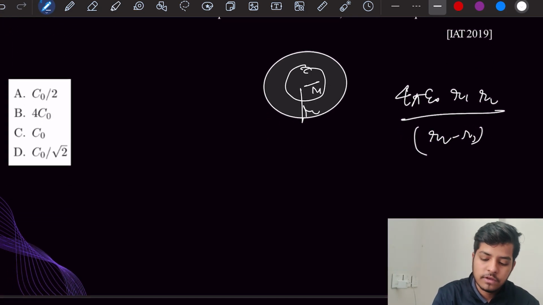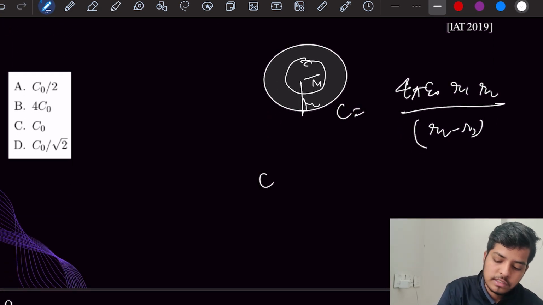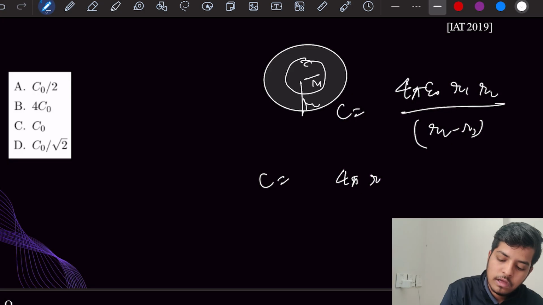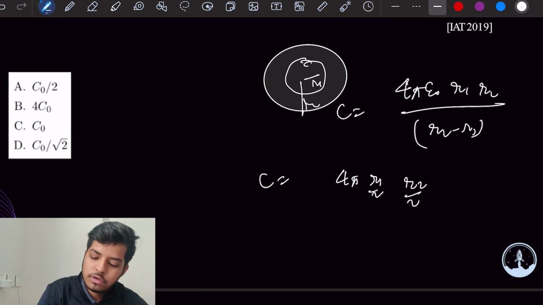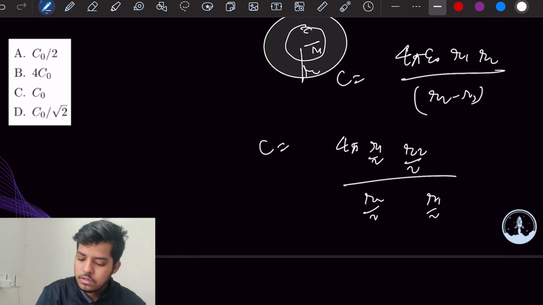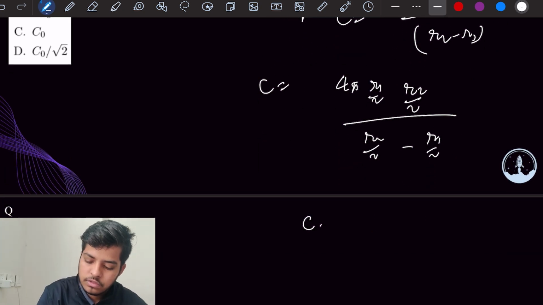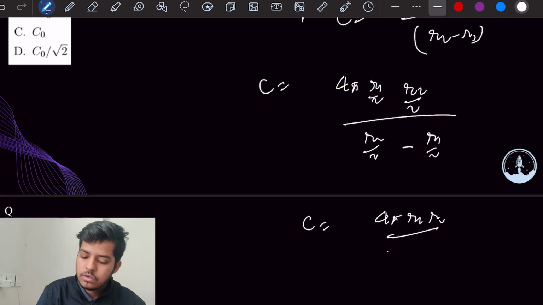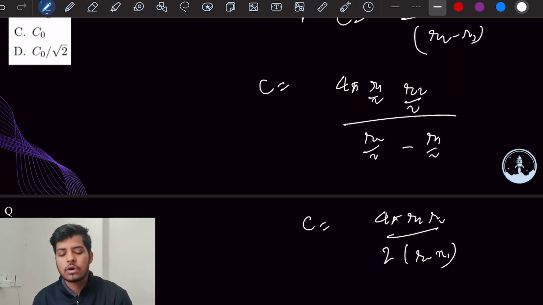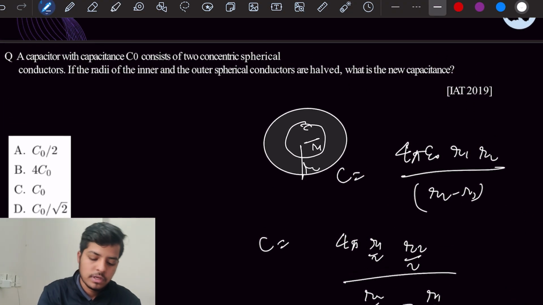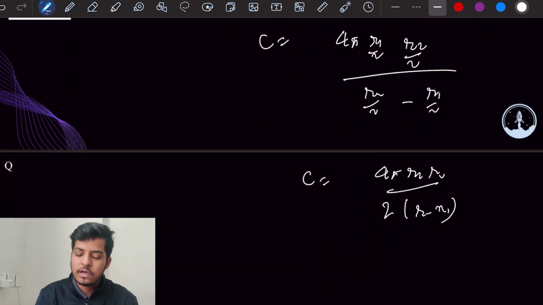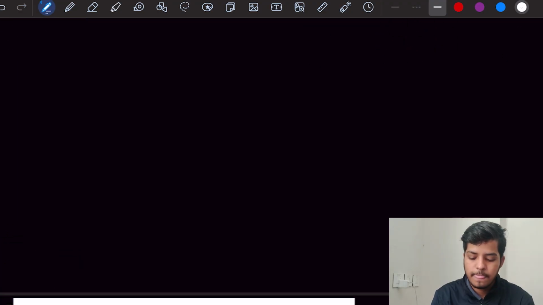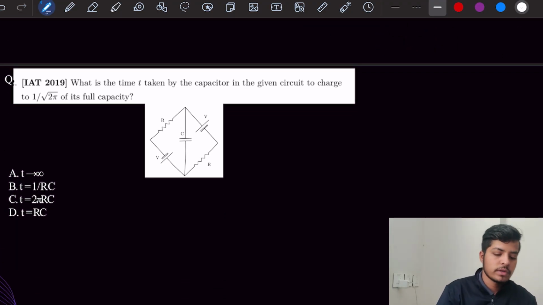So radius को half कर देते हैं, तो देखते हैं कैपेसिटेंस क्या आता है. 4π (R1/2)(R2/2) upon (R2/2 minus R1/2). So capacitance equals 4π R1 R2 upon 2 times (R2 minus R1). So देख सकते हैं कि कैपेसिटेंस got half, so capacitance will be C0/2. नीचे 2 आ गया, so capacitance half हो गया. So let's come to the next question.